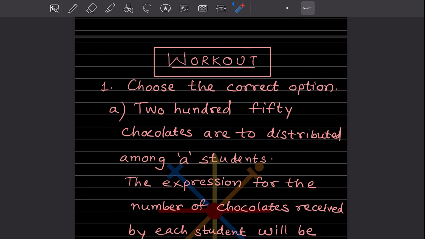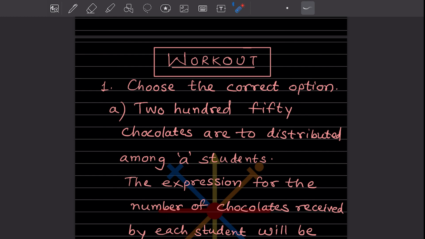Now, what does this say? They said choose the correct option. Okay, so now look here. They said 250 chocolates are to be distributed among A students. Here the expression for the number of chocolates received by each student will be how much? Each means this is one. So there are A number of students.